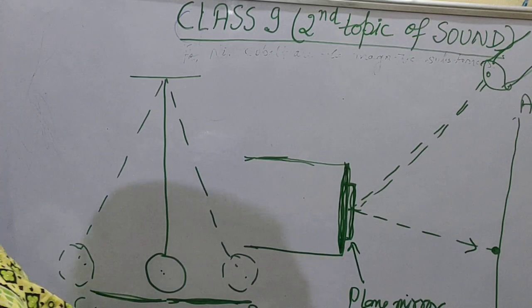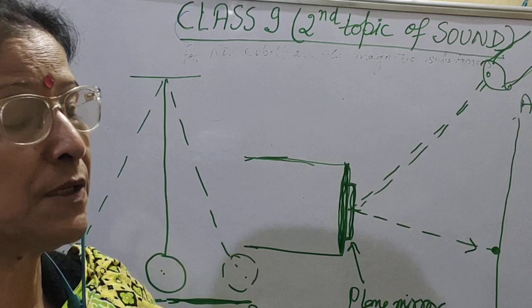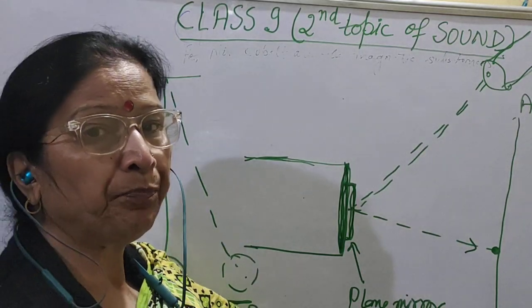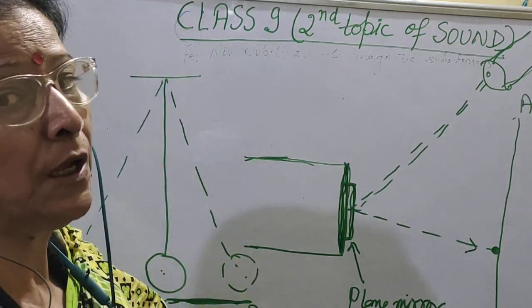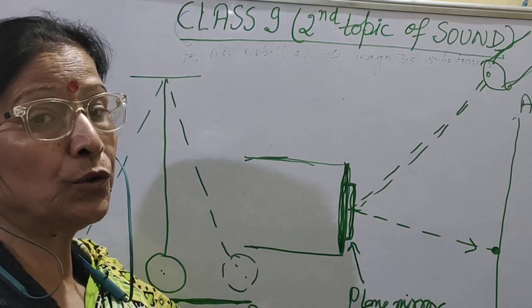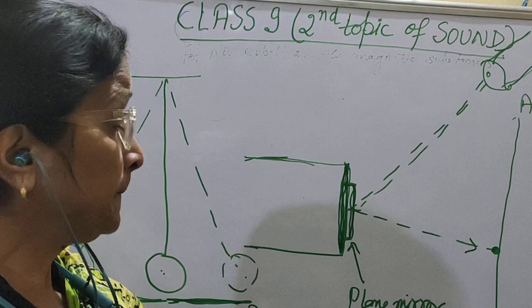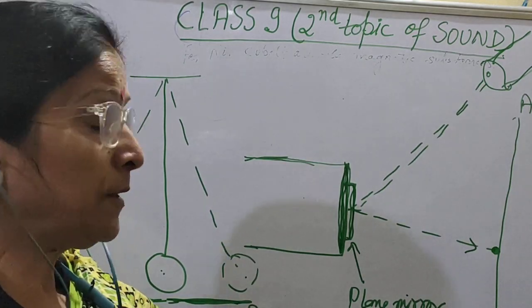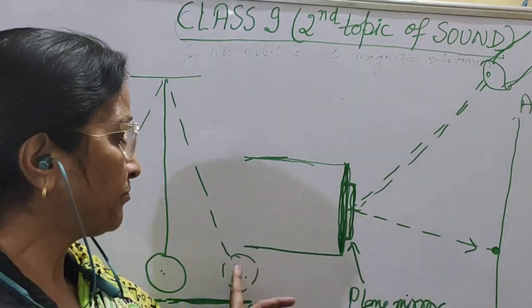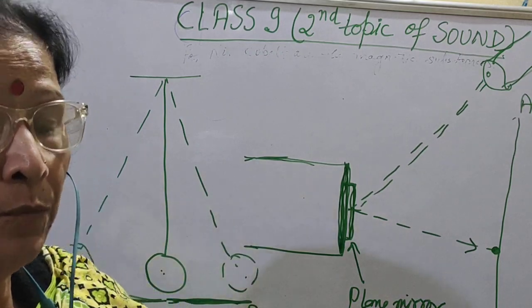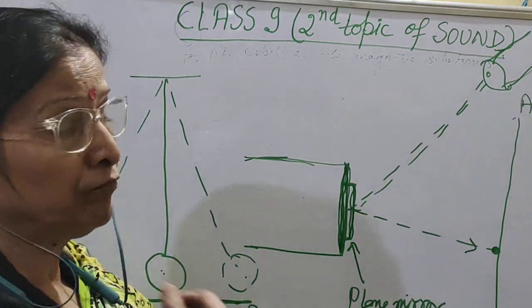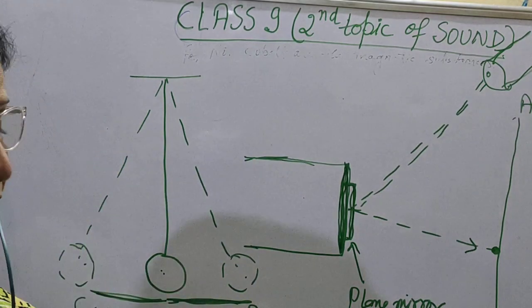Now, the number of oscillations completed by a pendulum in 1 second is called frequency. If you want to note down, you can note down while I am speaking, and then your notes will also be ready. So this kind of motion is called oscillatory motion, oscillation.